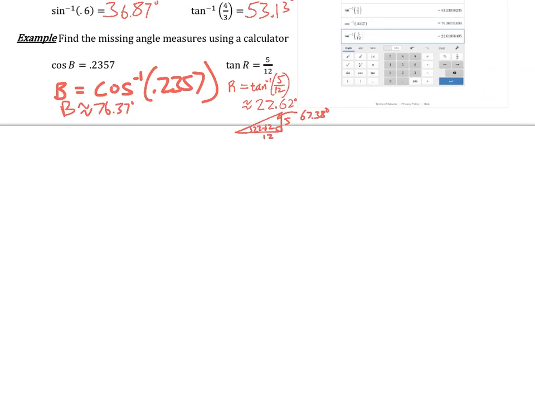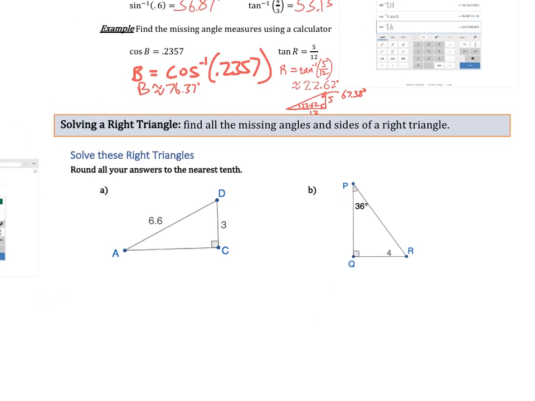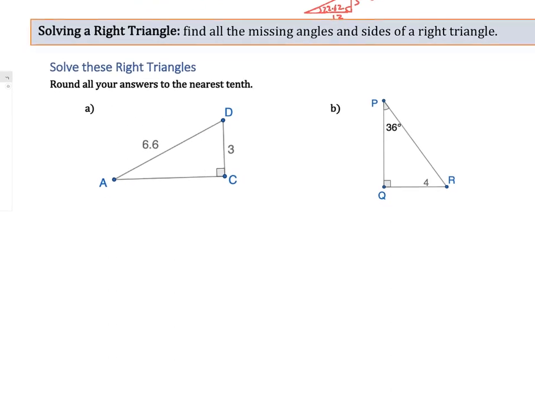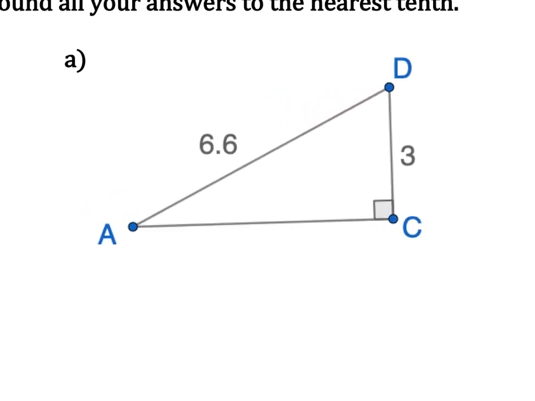Now let's do our last thing here, which is to put this all together and do what we call solving right triangles. To solve a right triangle means find all the missing angles and missing sides of the right triangle. So here we have some right triangles. We've got a couple things given to us, and we want to find the rest of it.